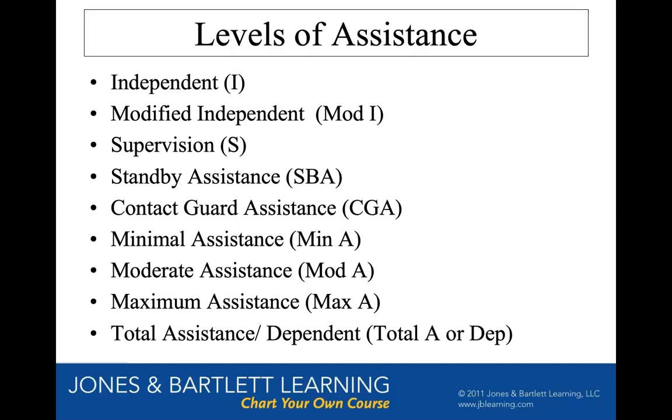Even if we don't get to modified independent or independent, at least go further up in the scale so that they do become more independent on their own. That's what's important.